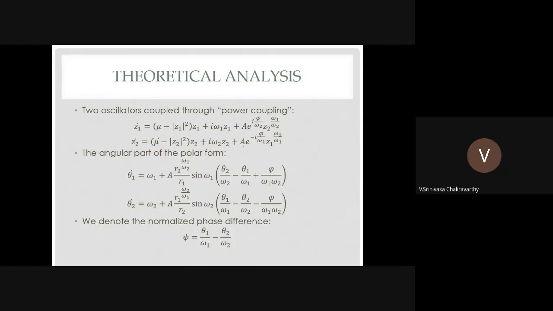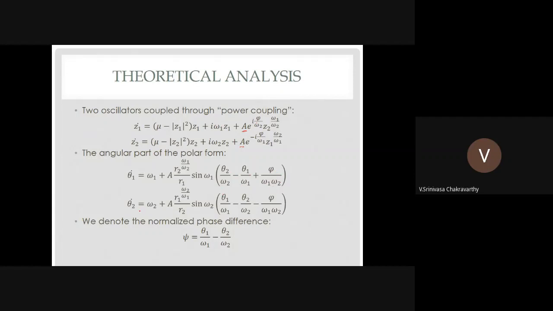So what we'll do now is ignore the R1 and R2 dynamics, because R1 dynamics is somewhat simple. Especially if you assume that the magnitude of the coupling constant is small, then R1 will simply tend to approximately root mu and R2 also will tend to root mu. So that is nothing very interesting. But if you look at the theta dynamics, theta 1 dot is equal to omega 1 plus this whole thing, A into R2 to the power of the frequency ratio by R1, times sine of omega 1, and this whole thing is in brackets: theta 2 by omega 2 minus theta 1 by omega 1 plus phi by omega 1 omega 2.